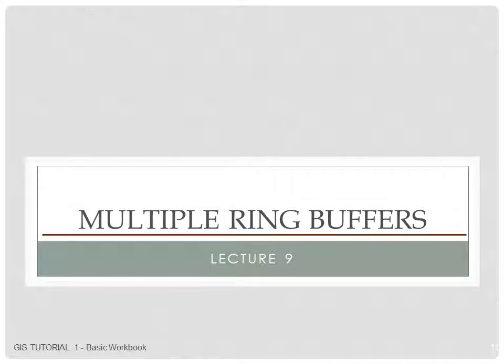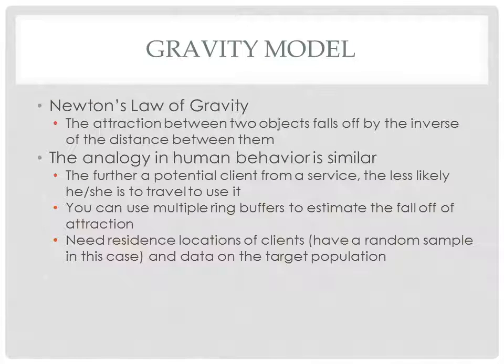Another option is to use multiple ring buffers. This is based on the gravity model. It comes from Newton's law of gravity. The attraction between two objects falls off by the inverse of the distance between them. The analogy in human behavior is similar.